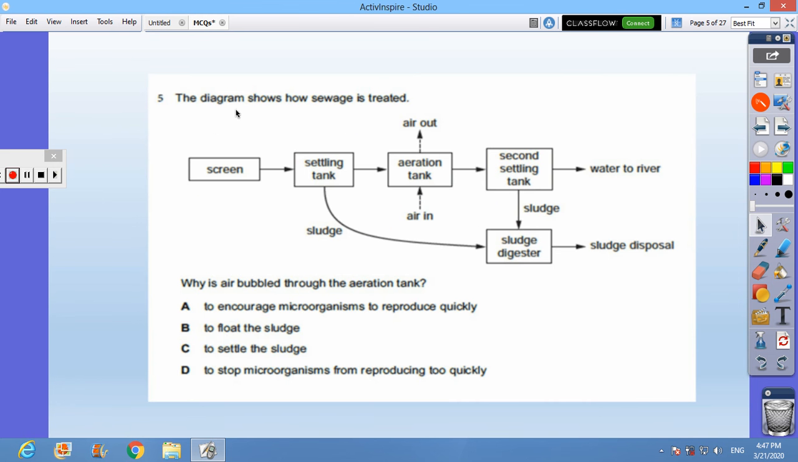Question 5, the diagram shows how sewage is treated. This is the plan. The question is, why is air bubbled through the aeration tank? Air is bubbled in order to encourage the microorganisms to reproduce quickly.